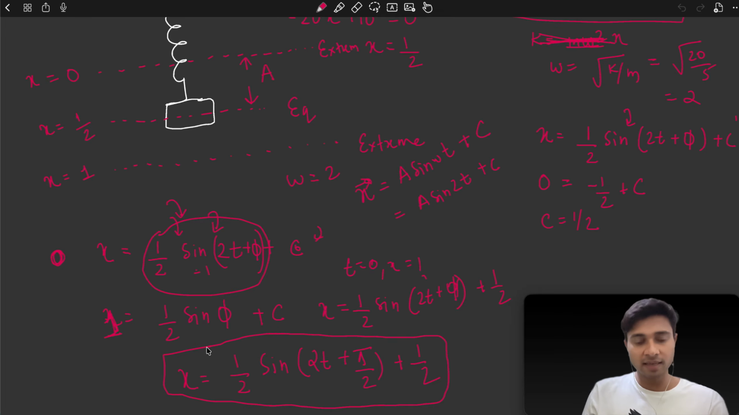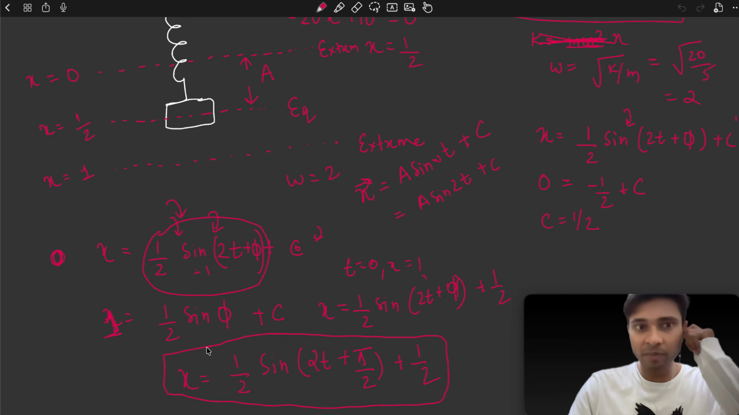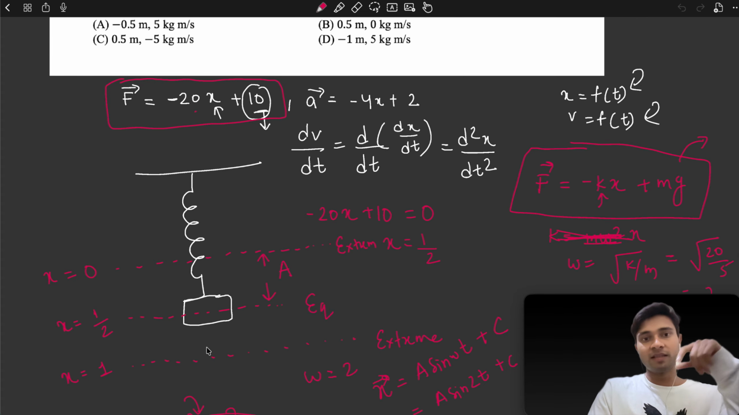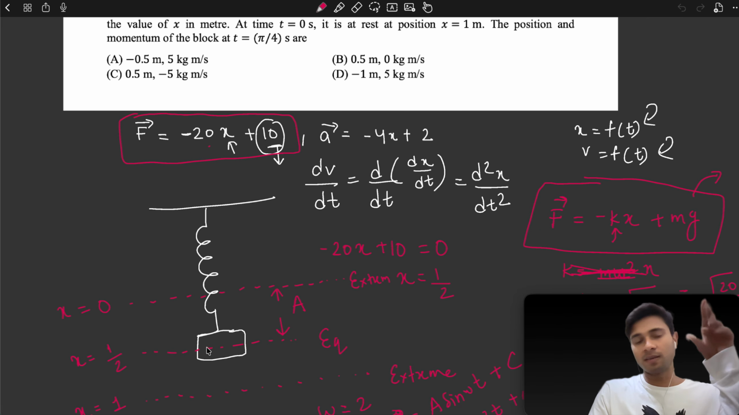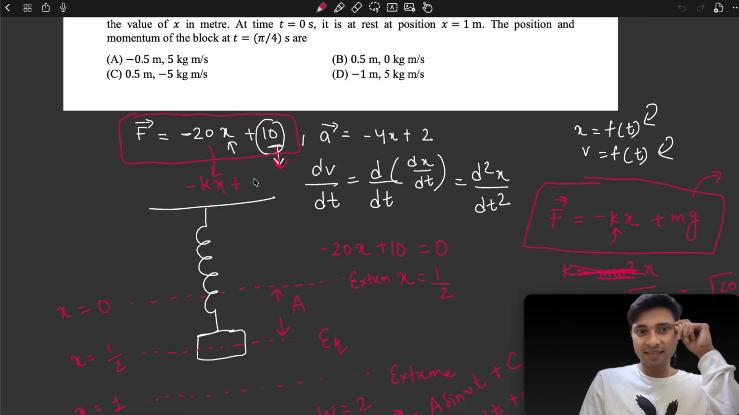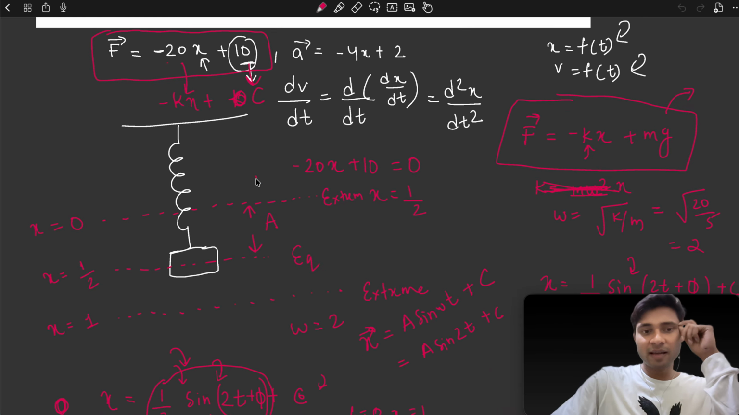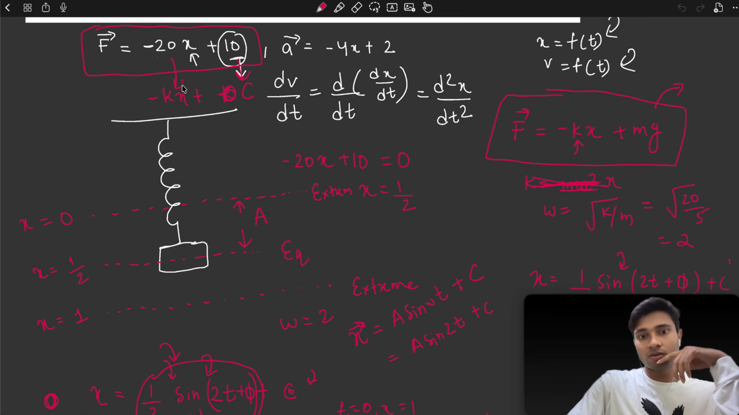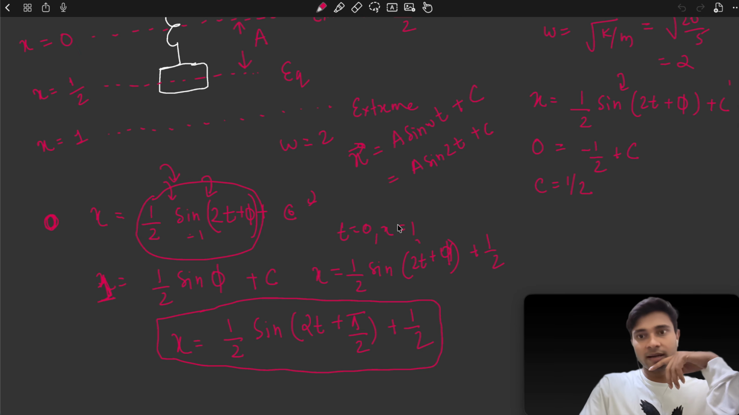I hope everyone is clear. So let me rephrase. First, we compared this equation with the horizontal spring mass system. This term is indicating the SHM and this term is indicating the constant gravitational force. So it gave me a hint. Minus 20 is nothing but minus kx and 10 is nothing but mg, some constant force C. This is how a vertical spring mass system looks. So I wrote the generic equation.